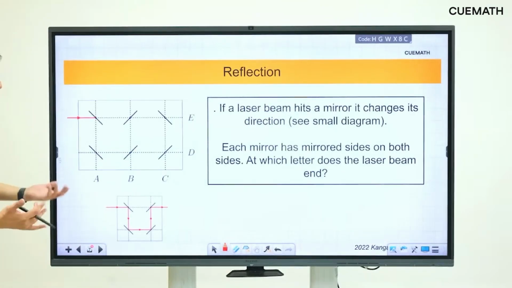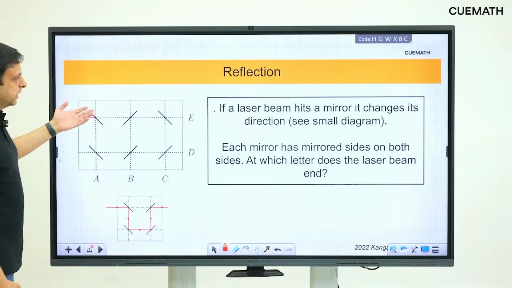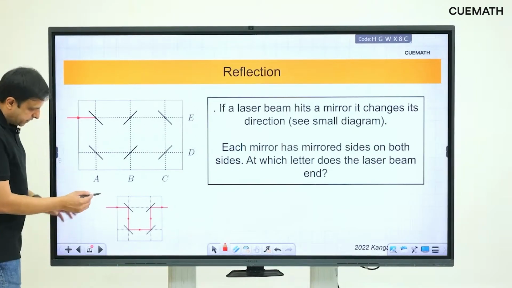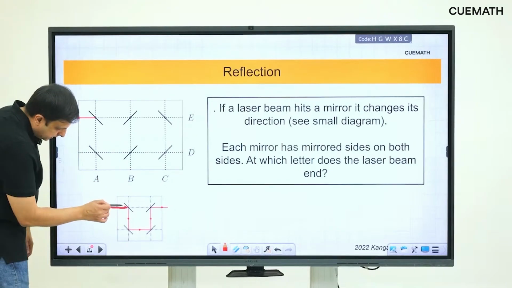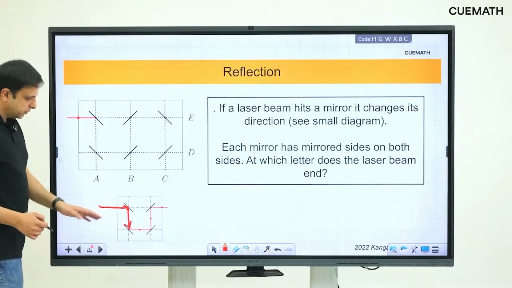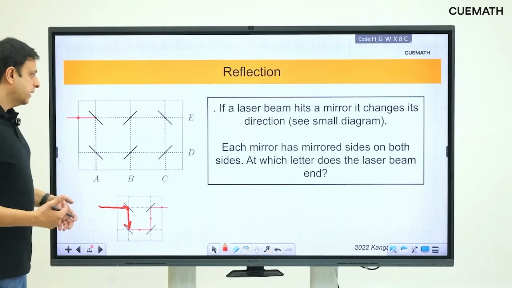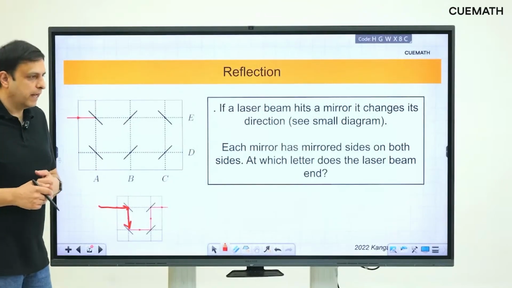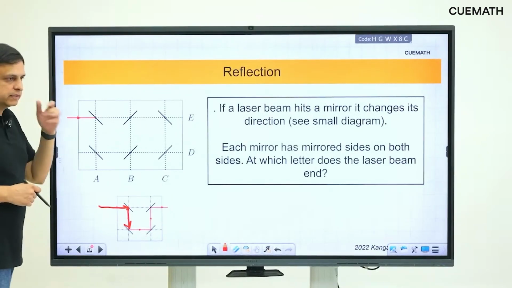Now, this one is a very different kind of problem. There's a laser beam that hits a mirror, and once it hits a mirror, it changes its direction. If you notice this diagram here, it tells you how the rays and the mirrors are behaving. So, if you go like this, the mirror reflects the ray like this and so on. And now, this is the problem image, and it's asking you, each mirror has mirrored sides on both sides. At which letter does the laser beam end? So, where will this laser beam end up once it is through with all the reflections in this image?